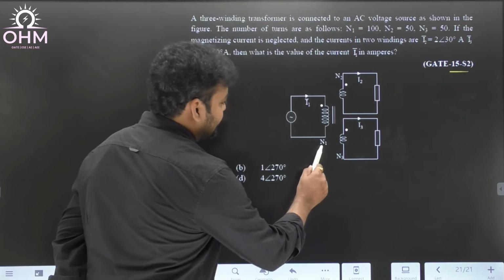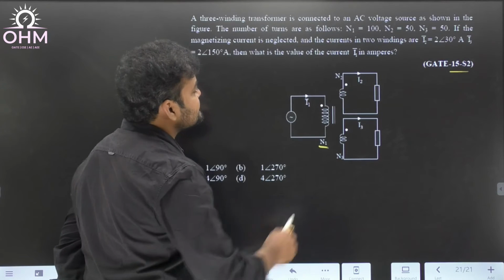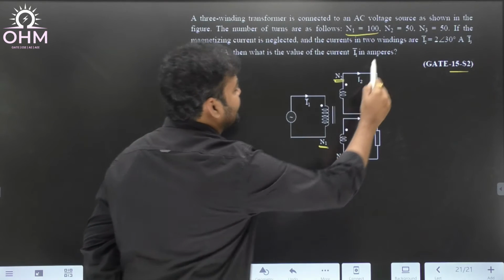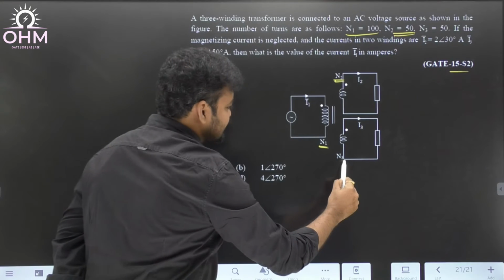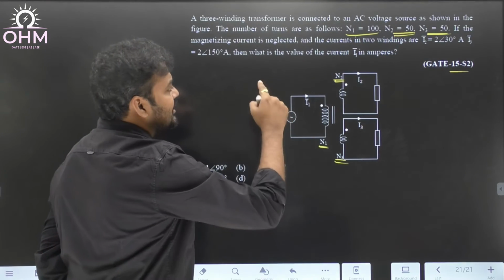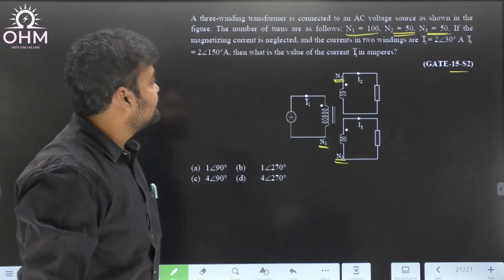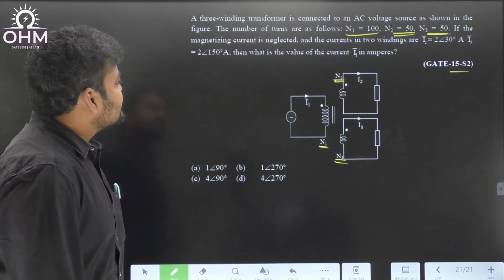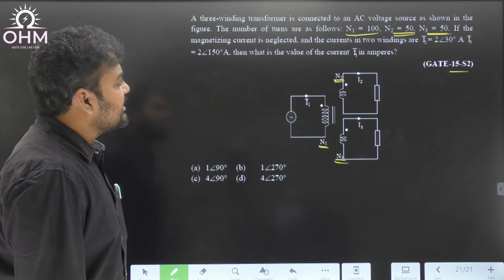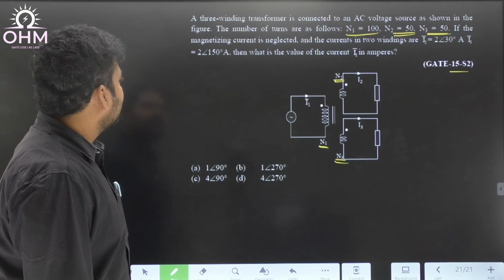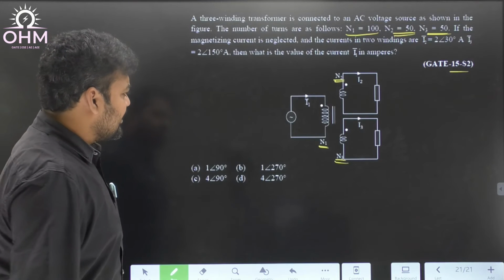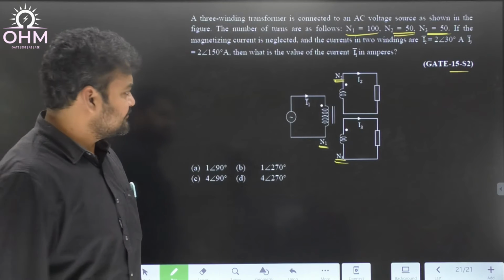So see, the primary winding has N1 number of turns, and N1 is equal to 100. This is the second winding, N2 number of turns, 50. This is the third winding, N3 number of turns, 50. Okay, so this is like a 2:1:1 transformer. If the magnetizing current is neglected and the currents in the two windings, I2 is 2 at an angle 30 degrees ampere, I3 is 2 at an angle 150 degrees ampere, then what is the value of current I1 in the primary? Very easy question.